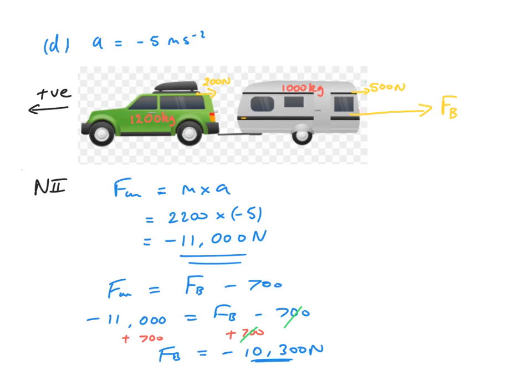Okay, so that means that if the braking force was acting on its own, your unbalanced force would be minus 10,300, but you've got an extra 700 newtons acting to the right, so you still subtract it because it's a negative, and that gives you a total unbalanced force of minus 11,000 newtons, okay, which is what Newton's second law told us it would be from our calculation here using the Newton's second law formula.